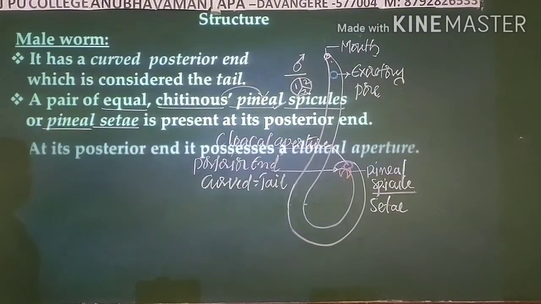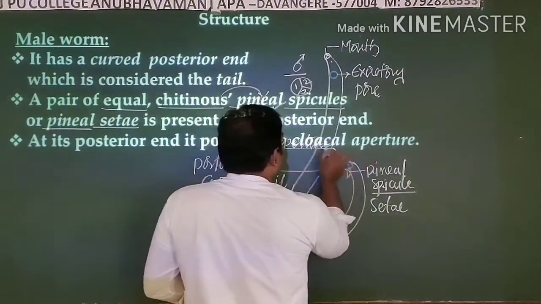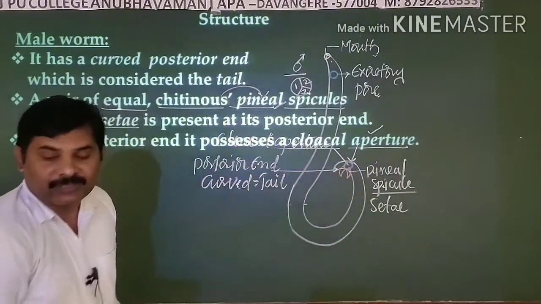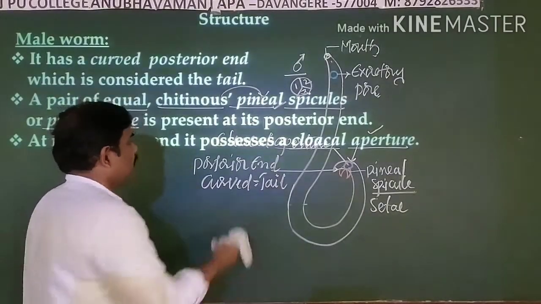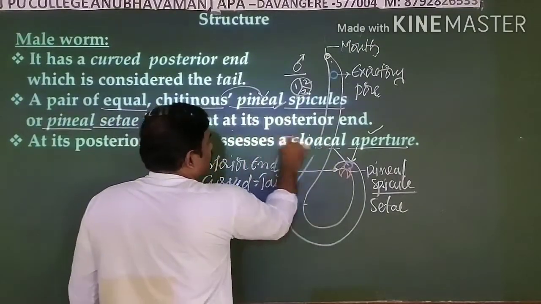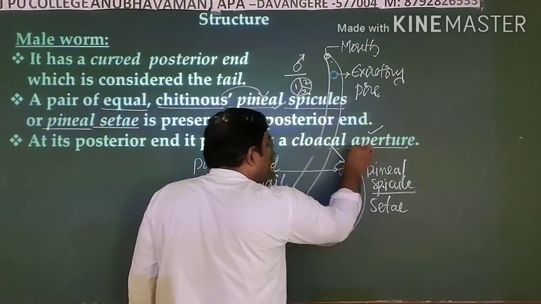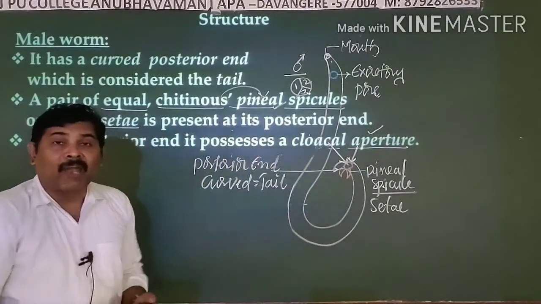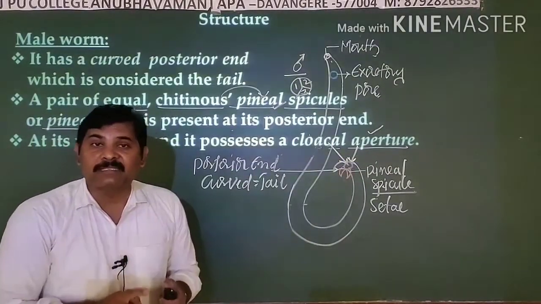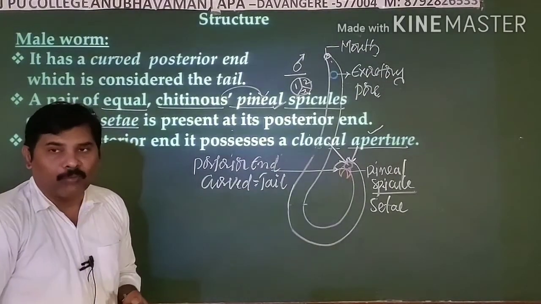Clear? Right. The next point is that the posterior end has an opening, which, as I said, we call the cloacal aperture. This part is the cloacal aperture. I will draw it roughly so it will be clear. This particular opening is called the cloacal aperture, the region where you can find two equal-sized chitinous penial spicules or penial setae. This is all about the male worm.